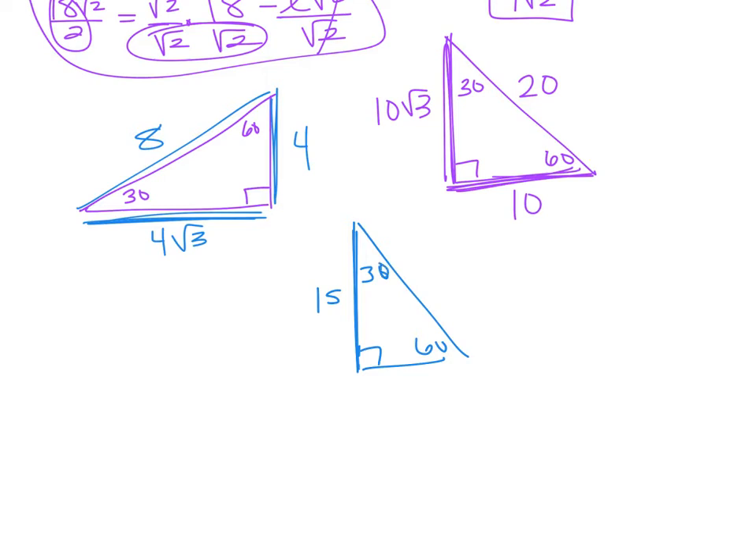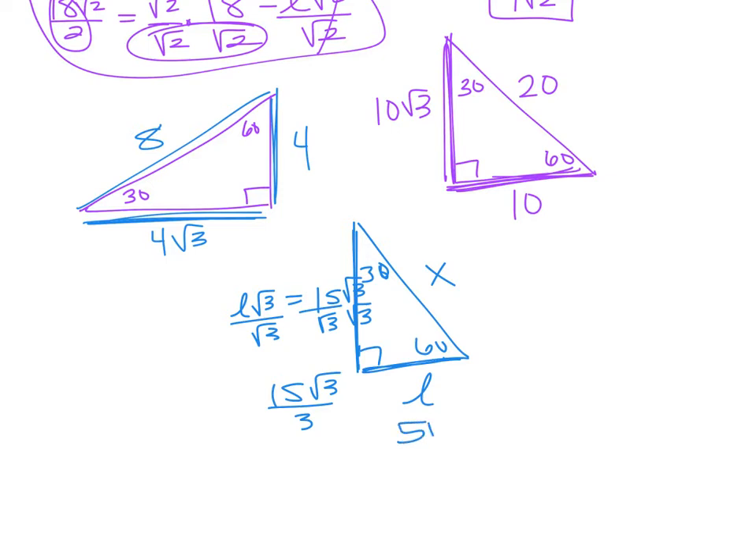Okay. What if I give you a 30, 60, 90, and I tell you that this side is 15? What is X? If L was 15, then X would be 30. But this is your L rad 3 side. So you can either set this equal to L rad 3, which means you're going to divide by rad 3 and then multiply by rad 3 over rad 3, right? So you have 15 rad 3 over 3, which is 5 rad 3.